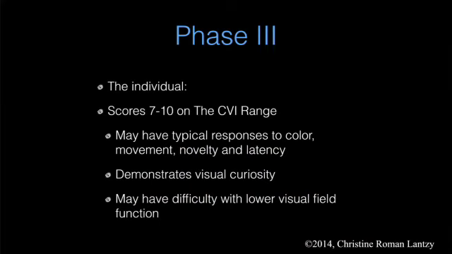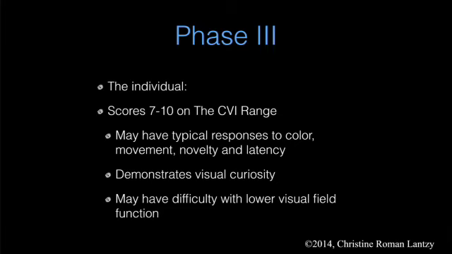In phase 3, the individual scores above 7 to the theoretical 10 on the range. The child may have typical responses now to some of the characteristics, where others will still continue to impact them. They may show visual curiosity sometimes, where they'll go into a room and look around, check it out, and you've not seen that before. Now they have enough distance viewing ability to actually access that information.